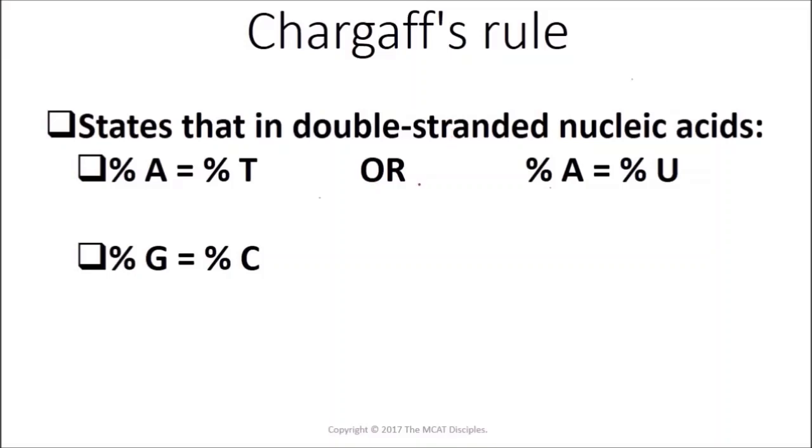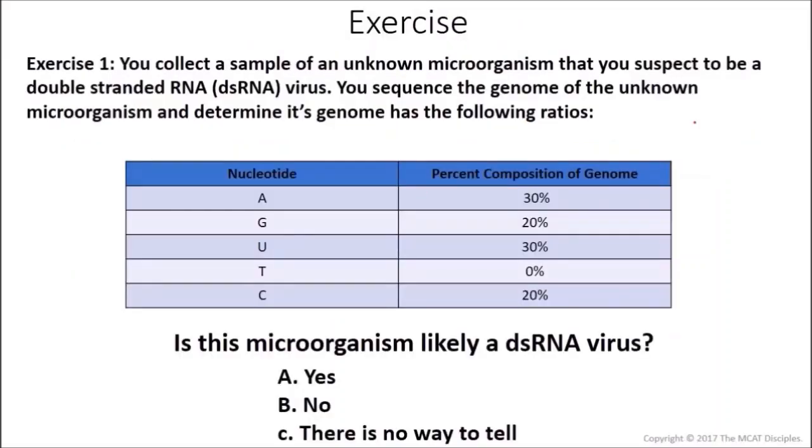So then, nothing really simple there except to do this exercise. So I'll read it to you. Exercise 1, you collect a sample of an unknown microorganism that you suspect to be a double-stranded RNA virus. You sequence the genome of the unknown microorganism and determine its genome has the following ratios. It has 30% A, 20% G, U 30%, T 0%, C 20%. Is this microorganism likely a double-stranded RNA virus? Yes, no, or there's no way to tell. Feel free to pause and think for a second.